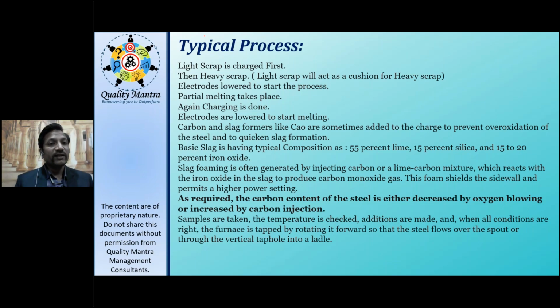So सबसे पहले क्या करते हैं, चार्ज स्क्रैप करते हैं। लाइट स्क्रैप, हेवी स्क्रैप, उसमें चार्ज करते हैं। लाइट स्क्रैप बेसिकली क्या करता है, एक्ट एज अ कुशन एक्ट करता है। नहीं तो आप अगर हेवी डाल दोगे तो हाथ वगैरह डैमेज हो सकता है। तो पहले लाइट स्क्रैप, फिर हेवी स्क्रैप। अब ये जो स्क्रैप होता है, नॉर्मली ये टोटली कोल्ड स्क्रैप नहीं डालते हैं, because if you use the cold scrap, again your energy requirement will be higher.